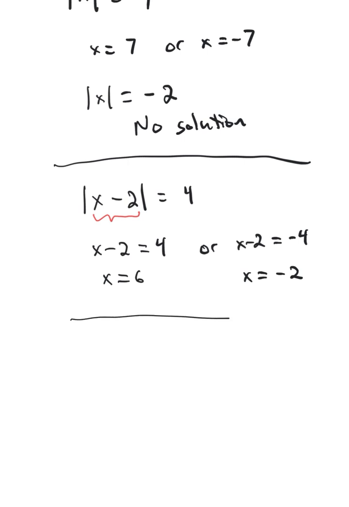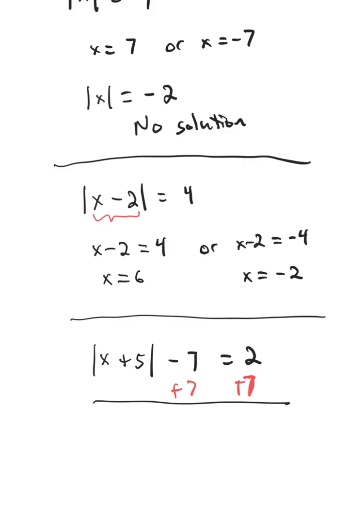Now, the other part to watch out for would be if you have something outside the absolute value. For instance, if you have the absolute value of x plus 5, then close the absolute value, and then you have a -7 after that, equals, let's say 2. In this case, I can't break down the two equations right away. This is a very common mistake. The first thing you have to do is add 7 to both sides to get the absolute value portion isolated by itself first.